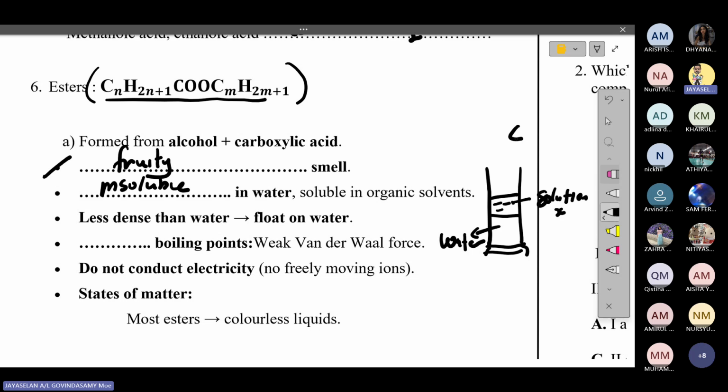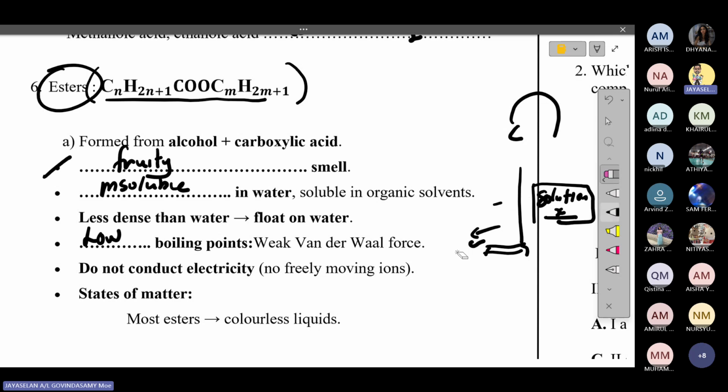Then they put nose, they smell, they identify fruity smell. Insoluble solution X belongs to what homologous series? Your answer should be ester. All of you understand? It has low melting and boiling point. Do not conduct electricity. Okay, yang benda ni kena hafal tau.